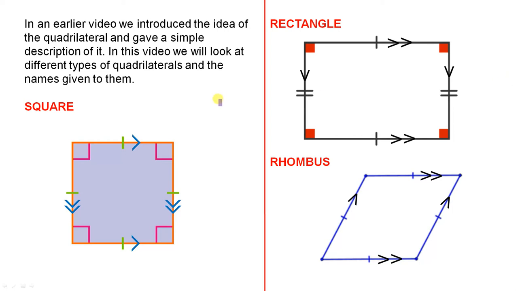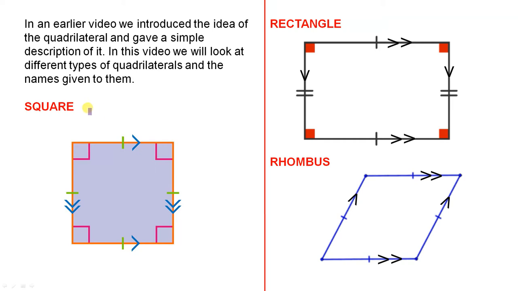So basically, we saw in the earlier video that a quadrilateral was a plane shape with four straight sides. Now in this video we have very specific types of quadrilaterals depending on their characteristics.